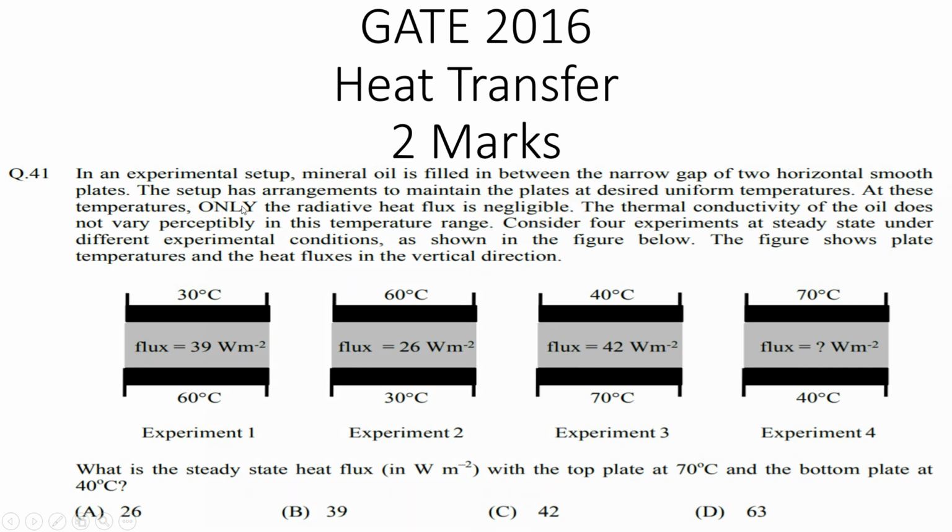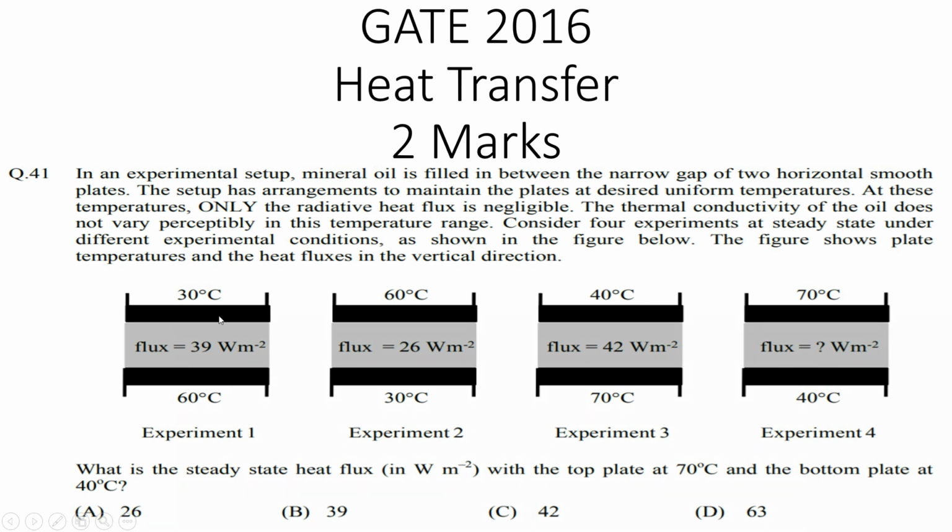Please note it down. They are mentioning only that, right? The thermal conductivity of the oil does not vary perceptibly in this temperature range. Consider 4 experiments at steady state under different experimental conditions as shown in the figure. The figure shows plate temperature and the heat flux in the vertical direction. What is the steady state heat flux with the top plate at 70 degrees centigrade and the bottom plate at 40 degrees centigrade? We need to know that flux, right?